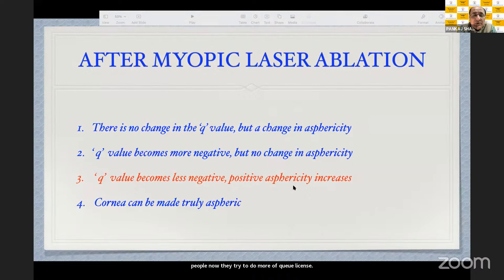Second is the topography-guided laser. There are two things: the topography-guided and the wavefront-guided.